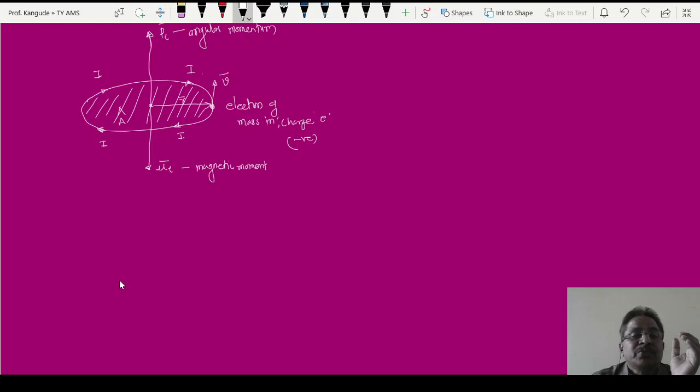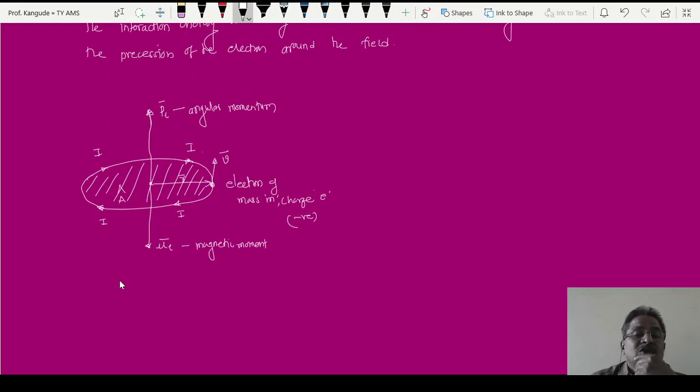R bar cross V gives the direction of the angular momentum. Using the right hand rule, the direction of angular momentum is perpendicular to the plane of the electron orbit and shown in the upward direction. Since the charge of the electron is negative, the magnetic moment produced by the orbital motion is given by minus mu L bar. The direction of minus mu L bar is opposite to the angular momentum.